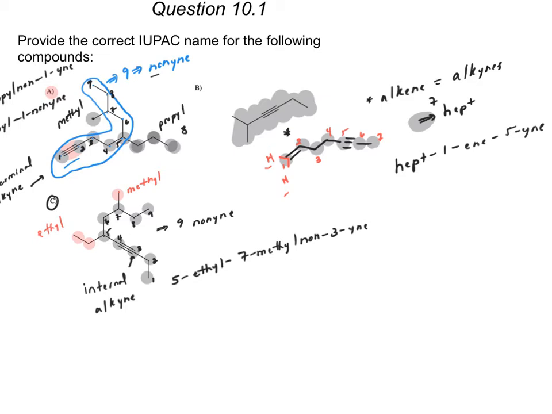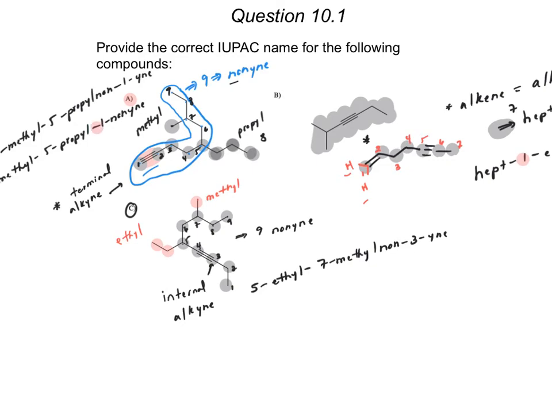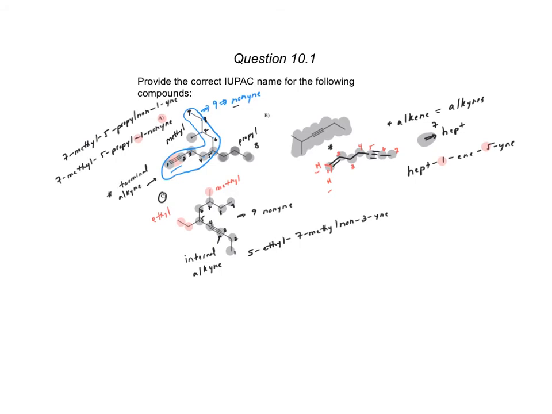And again, when we have multiple functional groups, both the ene and the yne, this is when putting the number in front of the ending becomes extremely helpful, as opposed to putting the number out in front like we did over here before the parent. Okay, so hopefully that made sense. We all got the correct answers on those.